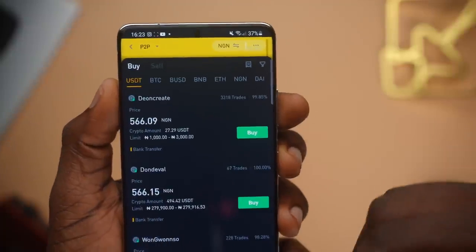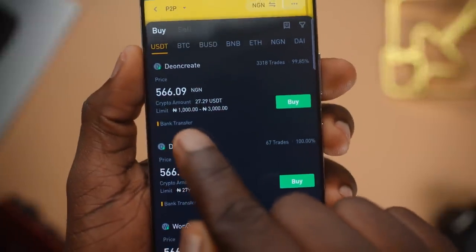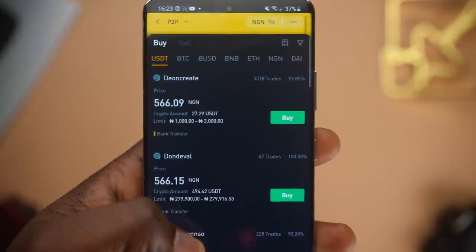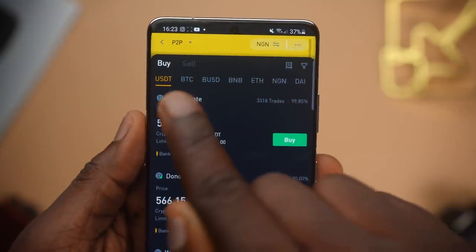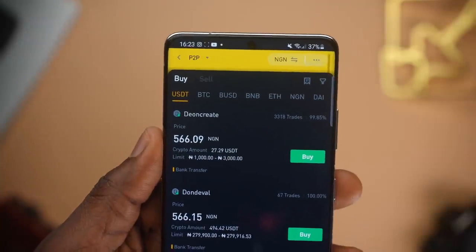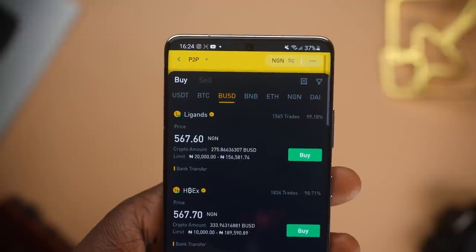So here is where you get to see each user and what mode of payment each of them is accepting here. They mostly accept bank transfers. You already know how to do bank transfers if you're watching this video, I'm sure. You can also see the name of a potential trader, how many trades they've done, and the percentage of positive feedback that they have. If you scroll left to right, you can see other tokens that you can also trade.